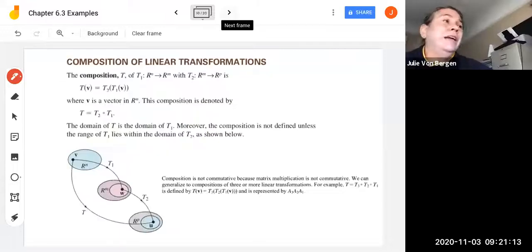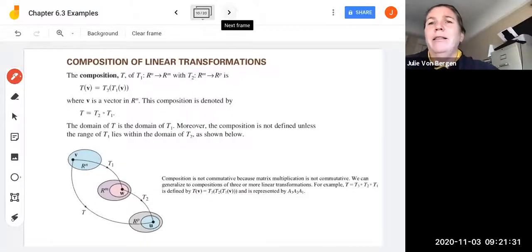In this video, we continue with chapter 6.3 and take a look at composition of linear transformations. So our learning objective for this video is to find the standard matrix for the composition of linear transformations and to find the inverse of an invertible linear transformation.